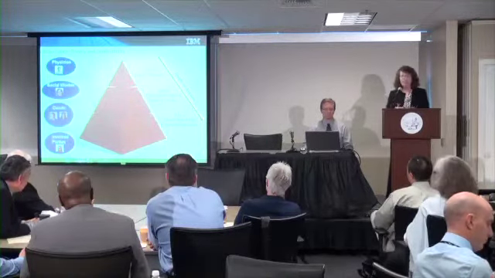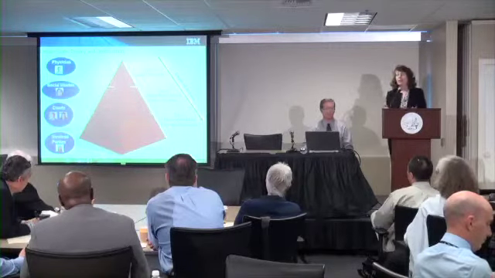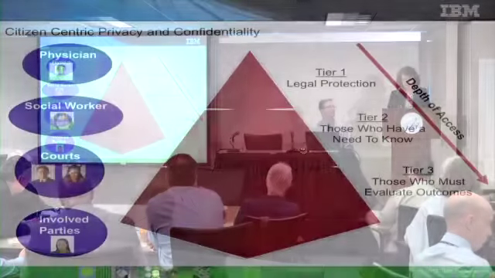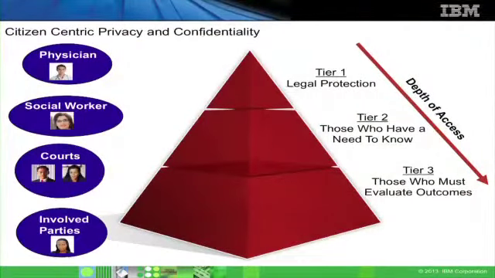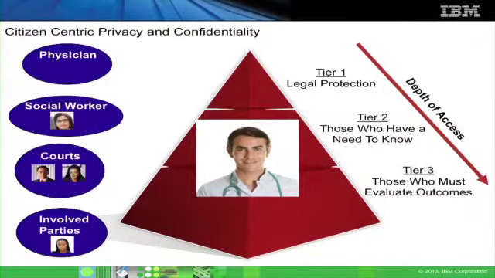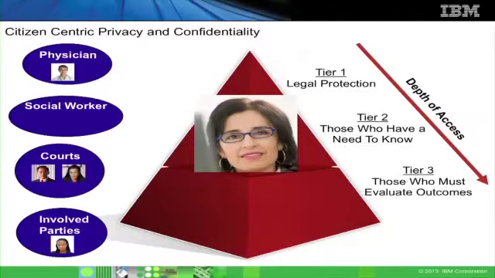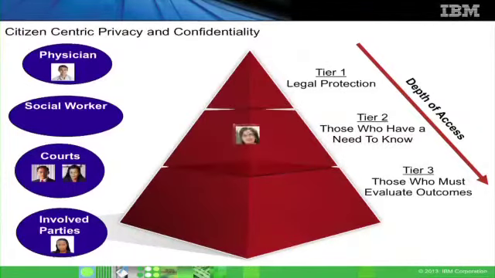Tier 1 is the tip of the iceberg of legal protection. Tier 2 is the second tier, those who need to know. We heard a lot about that this morning. And then the third tier is for those who must evaluate outcomes. Now, where all these people will fall into that is part of the governance process.